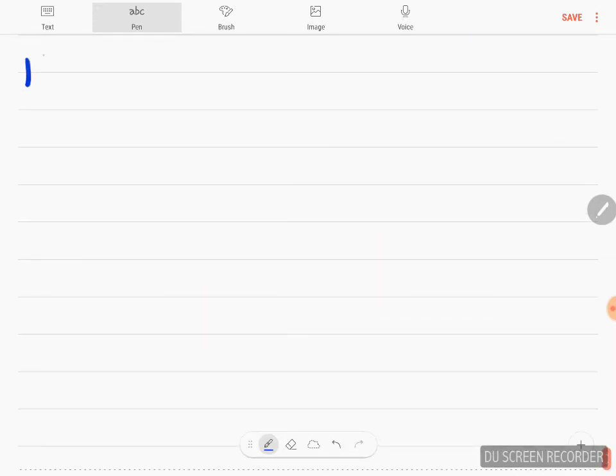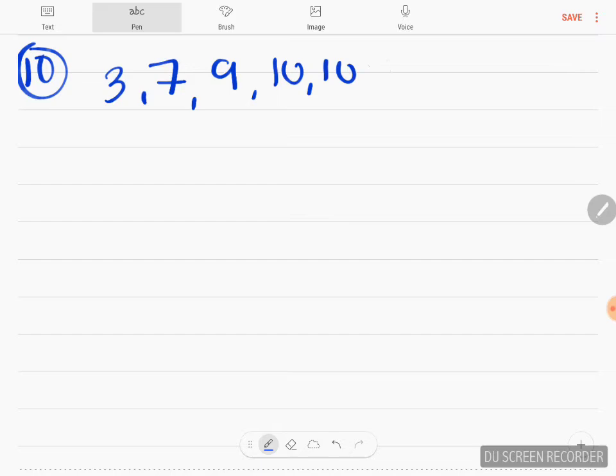All right, number 10. It says, what is the average of 3, 7, 9, 10, 10, and 9? All right. So when we take average, that's just like the mean. That means we have to add all of these numbers up, and then we're going to divide it by how many numbers we have. So let's add it up first, and then we'll do the second part.